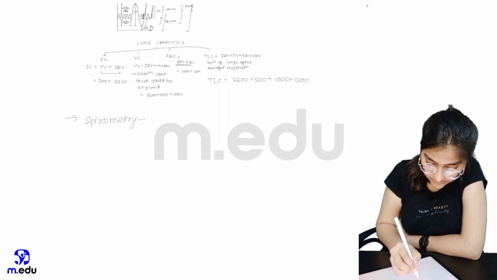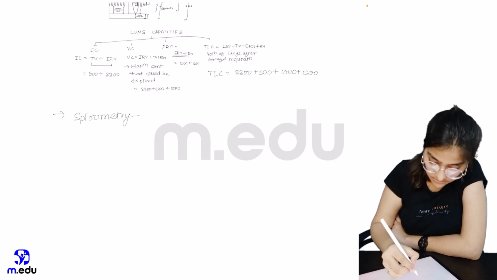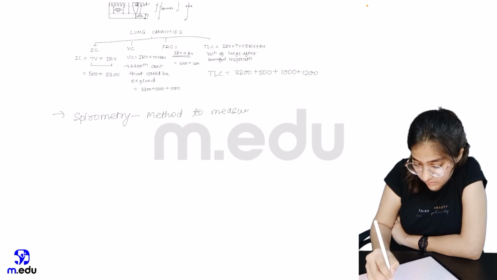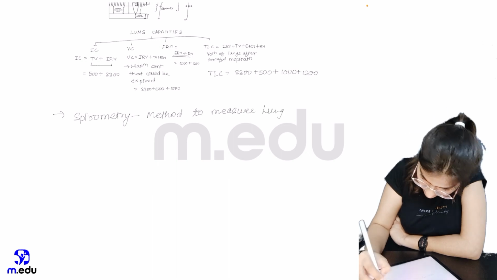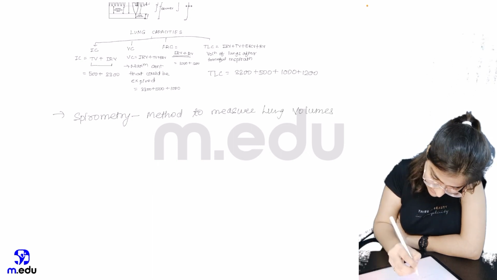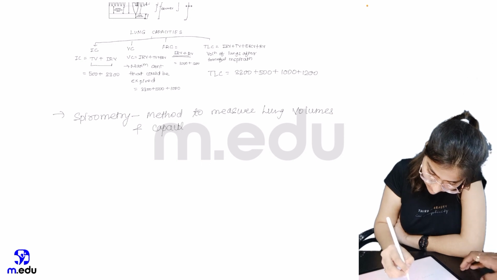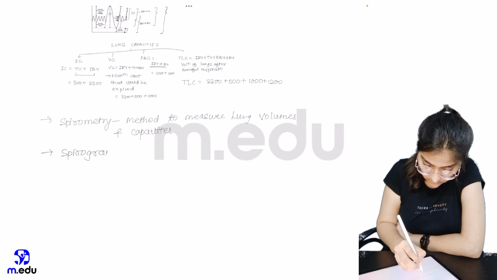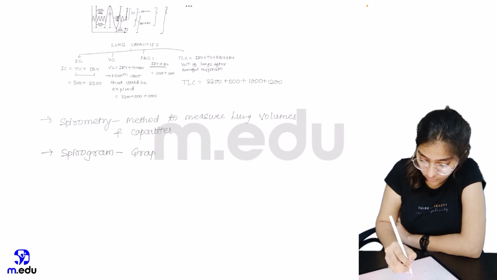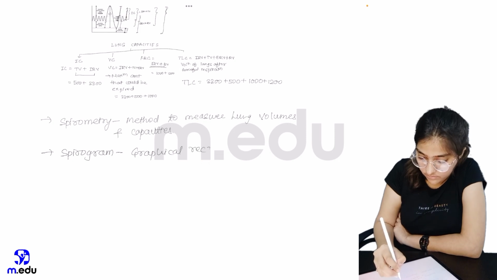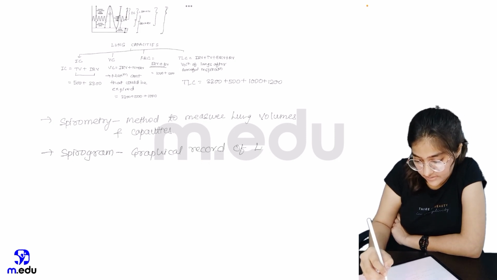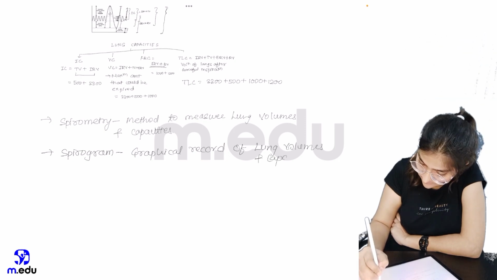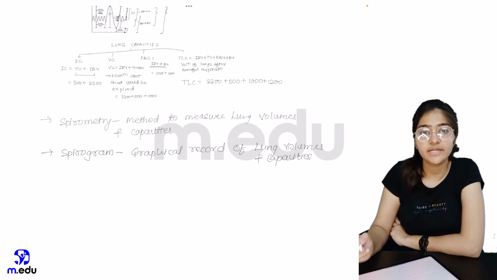Spirometry is the method to measure lung volumes and capacities. And the second one is the spirogram. Spirogram is the graphical record of lung volumes and capacities. Here we end our topic. Thank you.